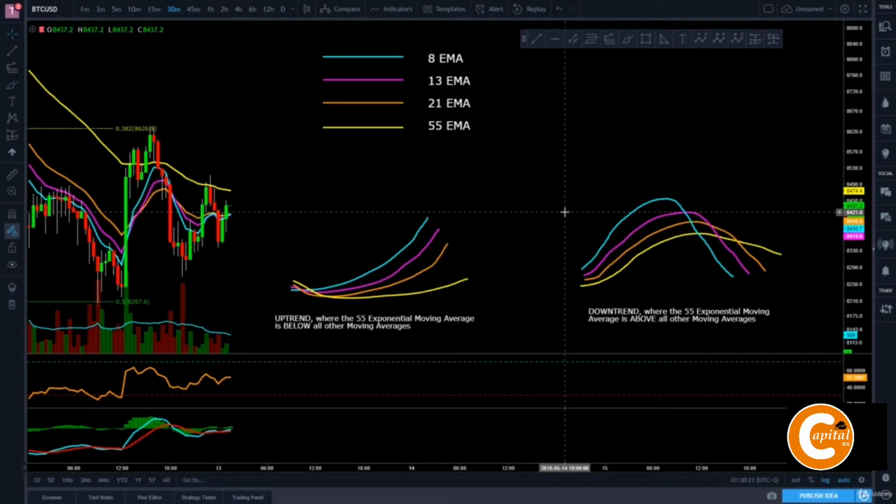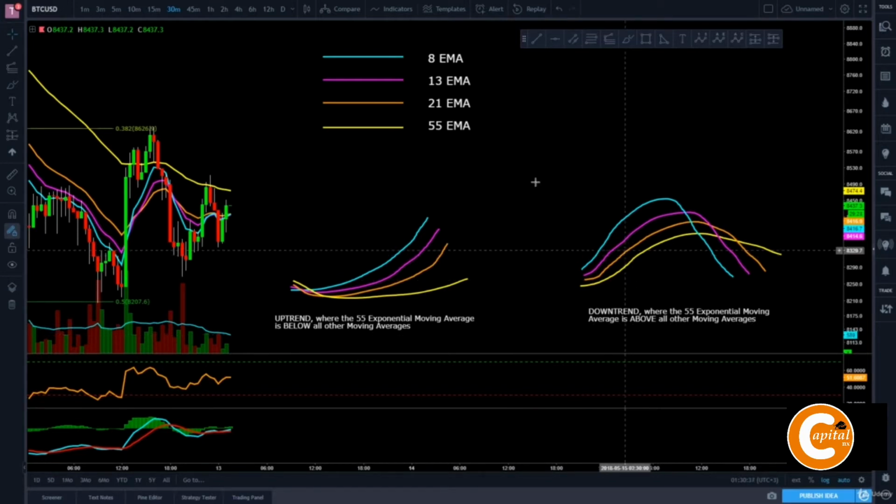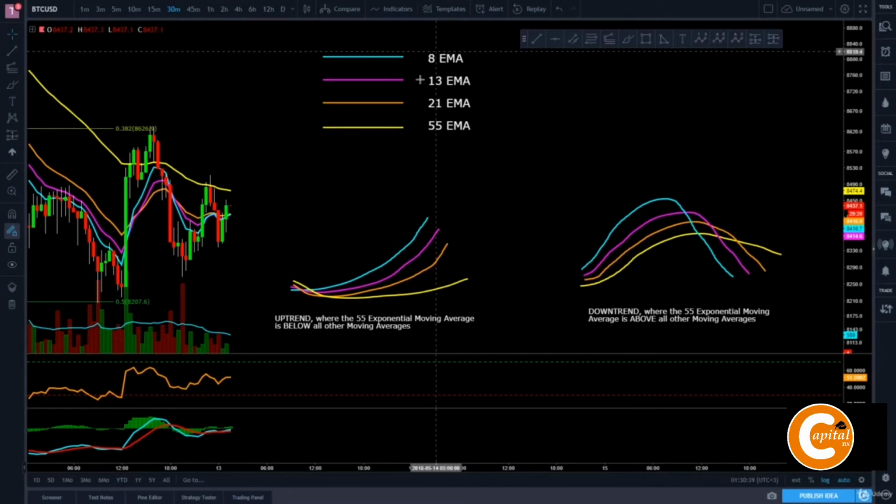When we combine it with other indicators, we find something called confluence. And when we find confluence in other indicators, it can definitely help identify entries or exits. So what I use are the 8, 13, 21 and 55 moving averages.